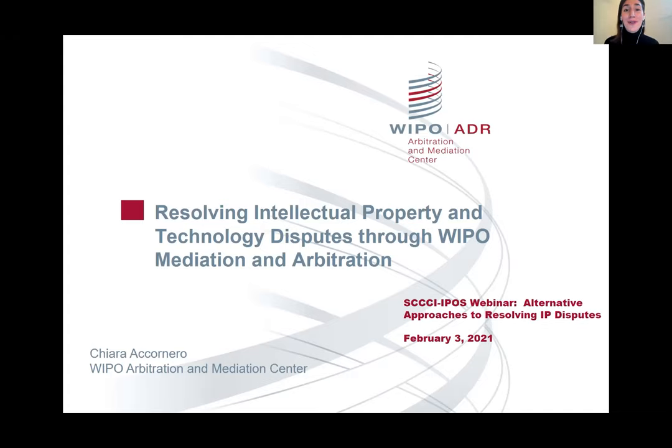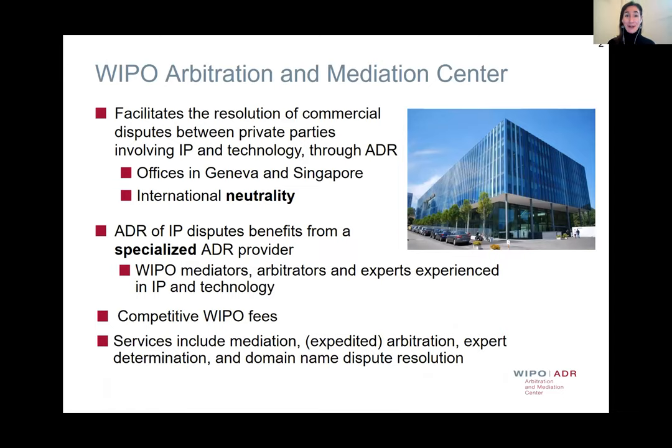Now, something else that WIPO also provides is the resolution of disputes, in particular IP and technology disputes, through mediation and arbitration. And that's what we do at the center. And really what we try to do, and that's the reason why WIPO also started providing mediation and arbitration services, is to reduce the impact that disputes have on your business. So that's why we focus so much on time and cost-efficient dispute resolution. Now, a couple of words about the center.